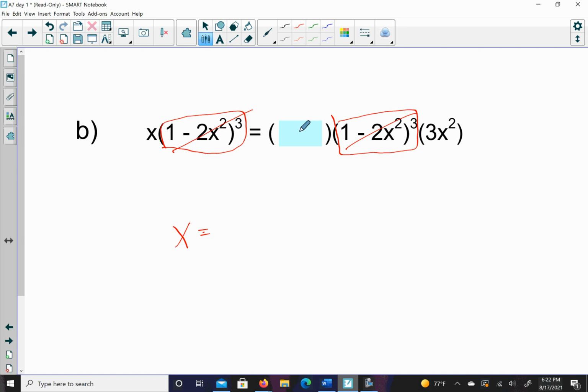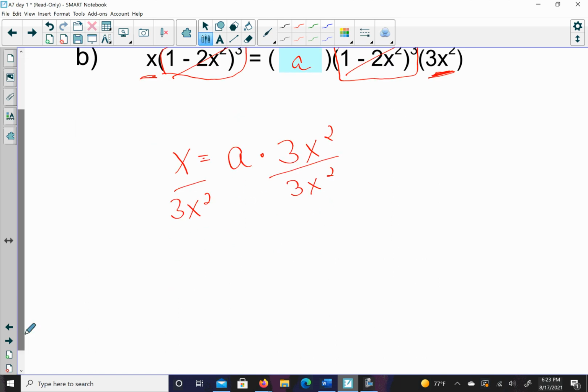So let's call that A for lack of anything else. I can't call it X because I'm already using X, but I'm going to use A. A times, and then you have this 3x squared. So you're asking yourself, what do you have to multiply this 3x squared by to get just this x? Well, I'm solving for A, so I'm going to divide both sides by 3x squared.